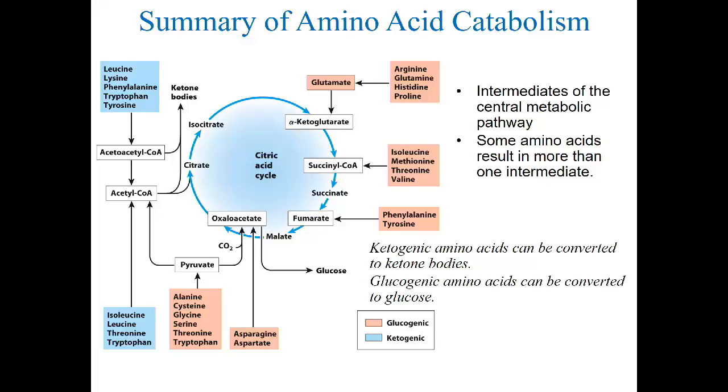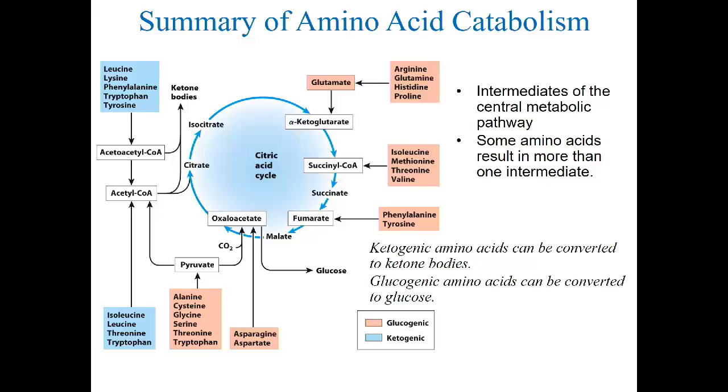So here we go, alpha-ketoglutarate. What can we start with? Glutamate. What amino acids? Arginine, glutamine, histidine, proline. Succinyl-CoA, isoleucine, methionine, threonine, valine can go into that. Phenylalanine, tyrosine go to fumarate. Run around here. There's our friend OAA. Asparagine, aspartate can be used to make this. Alanine, cysteine, glycine, serine, threonine. There's your pyruvate I asked you to put at the top. That's coming in to make OA. Isn't that going to run around, finish the citric acid cycle?